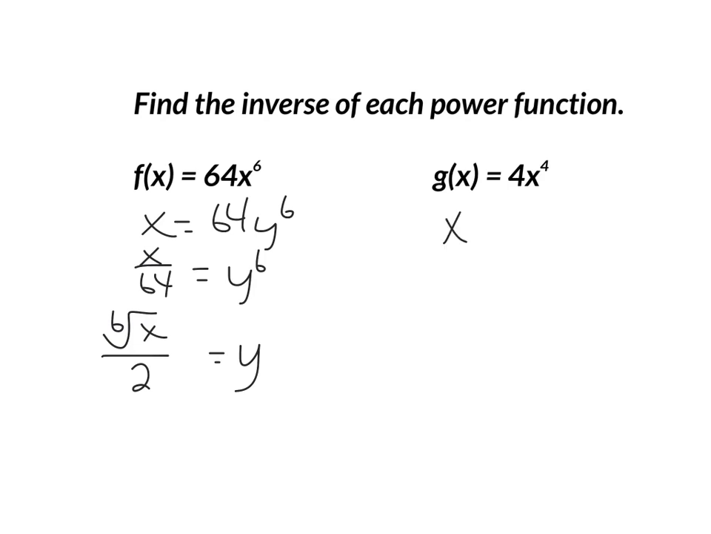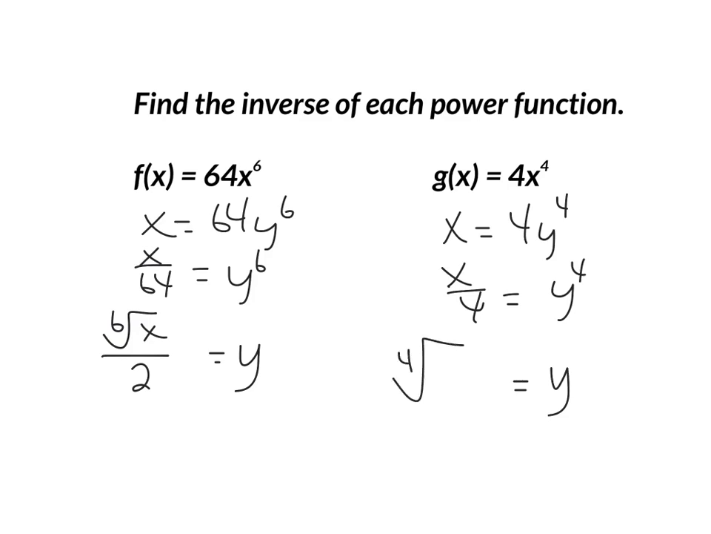Doing one more of those. Interchange your x and y. Put the x over here, put the y over there. Divide both sides by 4, which leaves me y to the 4th is x over 4. Take the 4th root of each side. I get the 4th root of x over 4. 4 does not have a 4th root, so you can just stop right there.